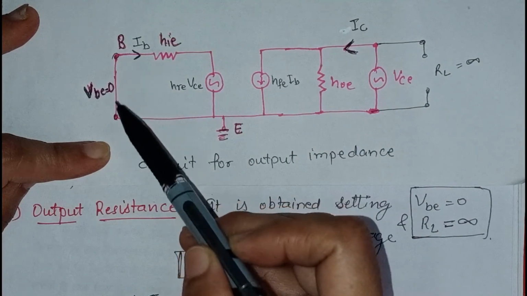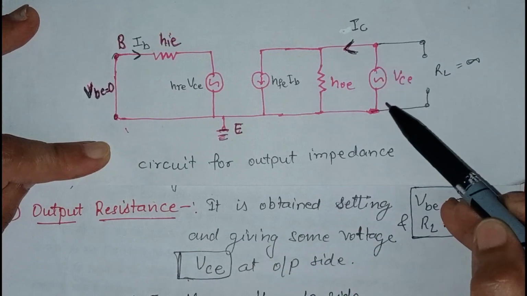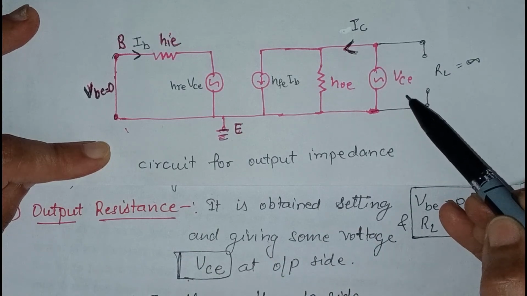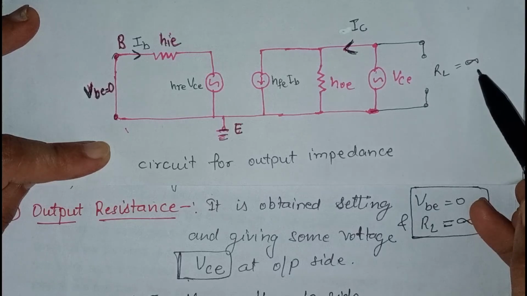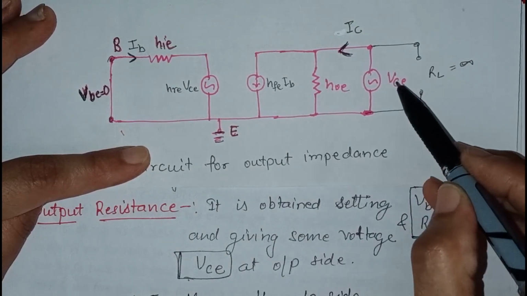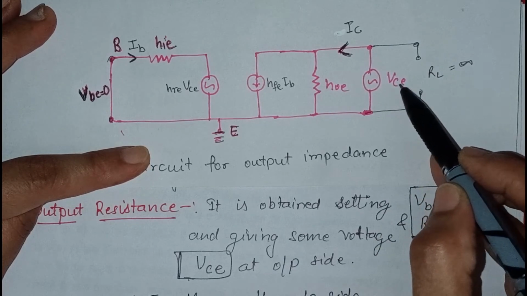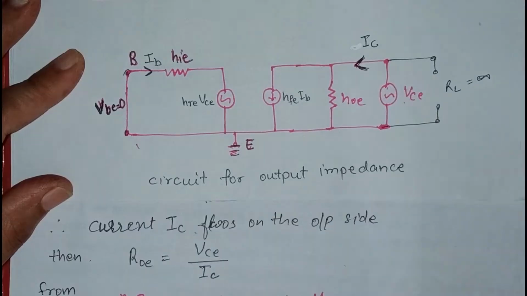Now the circuit will look like this. VB equals 0. We have short circuited the input terminal and applied a voltage at the output terminal VCE, and also RL equals infinity. So in this case we can observe the output resistance that we are seeing from this side. The output resistance is equal to VCE upon IC.